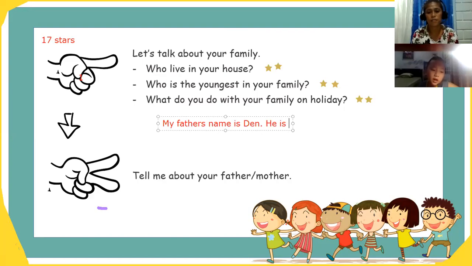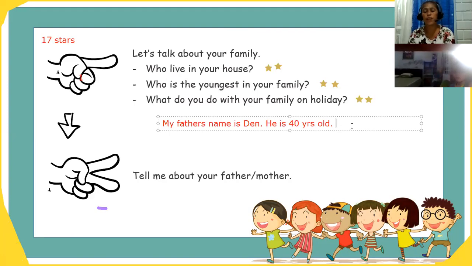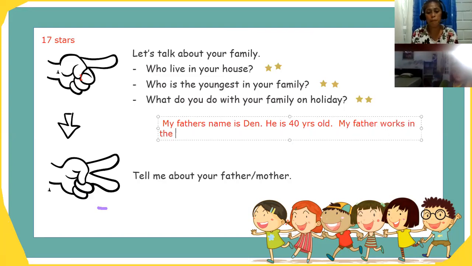He is 40 years old. He's 40? Years old. Okay. I just knew he is only... My father's name is Dan. He is 40 years old. And where is your father working? In the boat. My father works in the boat. Okay, your father works in the boat.